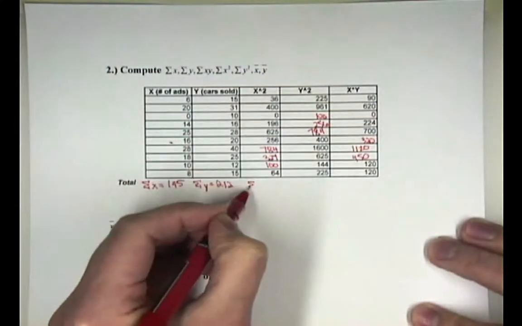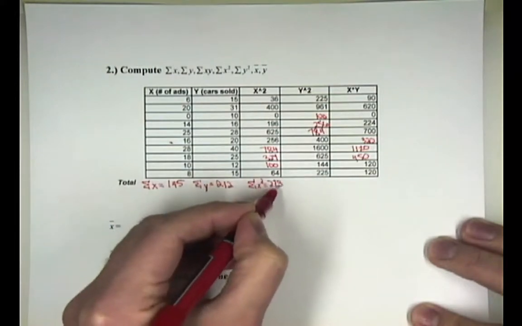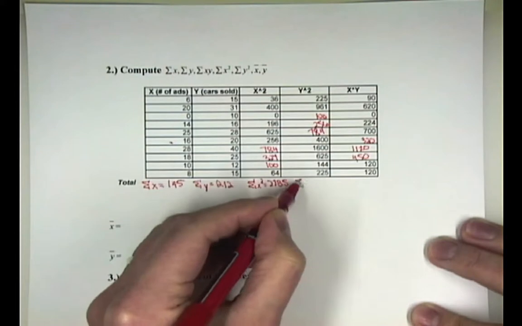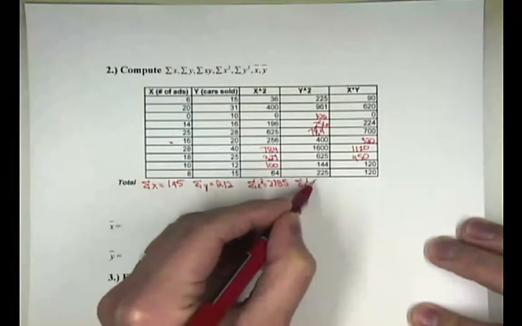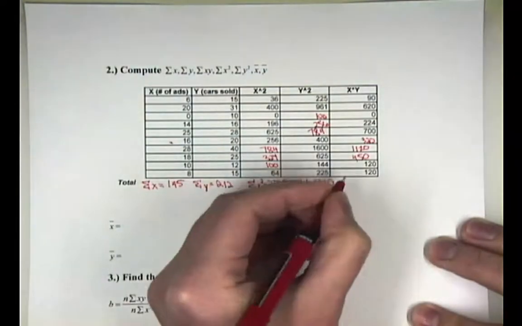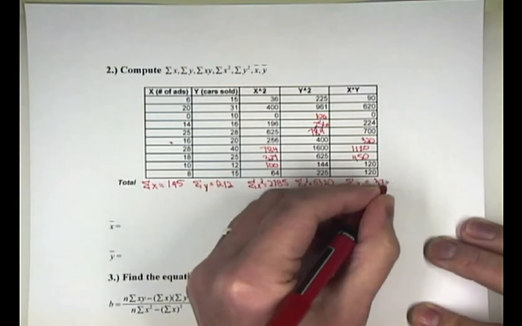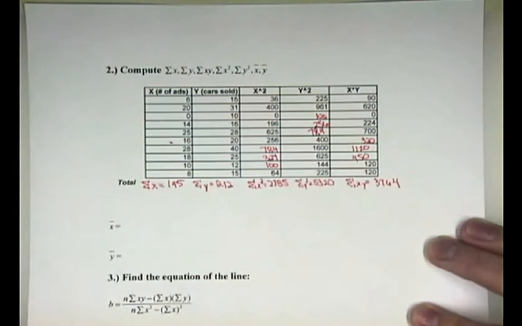Sum of the x squareds, 2785. The sum of the y squareds, 5320. The sum of the xy's, you should be getting 3764. Take a moment to make sure you can get these numbers.